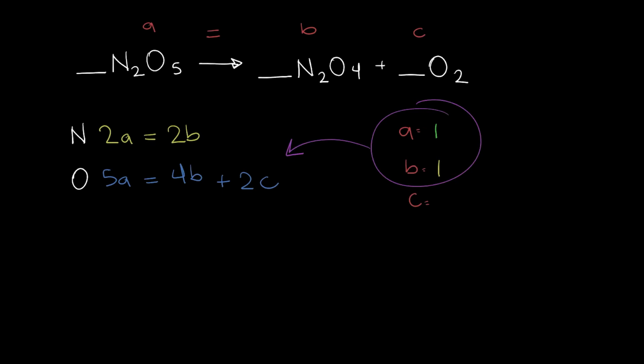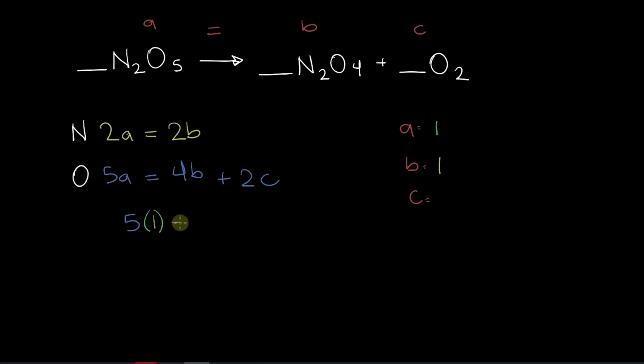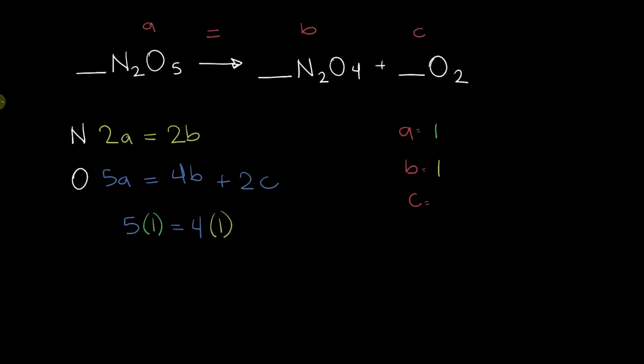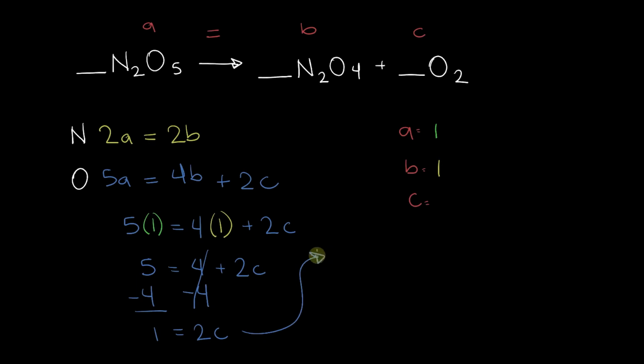Since we now have the A and B variables representing a number, we can now substitute them in to solve for our last missing variable, C. Substituting the variables, we get 5 times 1 equals 4 times 1 plus 2C. Now solve for C. 5 equals 4 plus 2C. Isolate the variable by subtracting 4 on each side. Now we have 1 equals 2C.